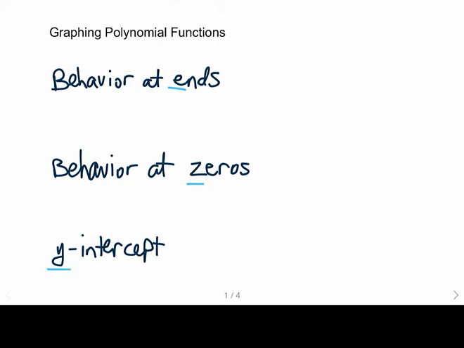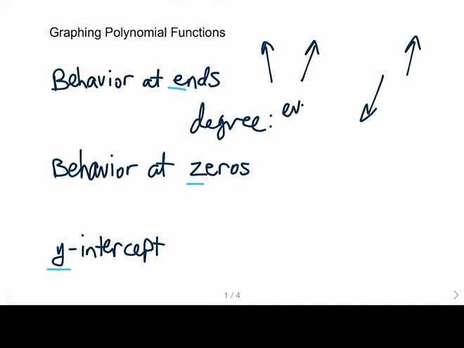When we talk about behavior at the ends, we're looking at if the ends point in the same direction or if the ends point in opposite directions. And what's going to determine this is the degree of the polynomial. It will be the case that if the degree is even, then the end behavior will match. If the degree is odd, then the end behavior will not match.